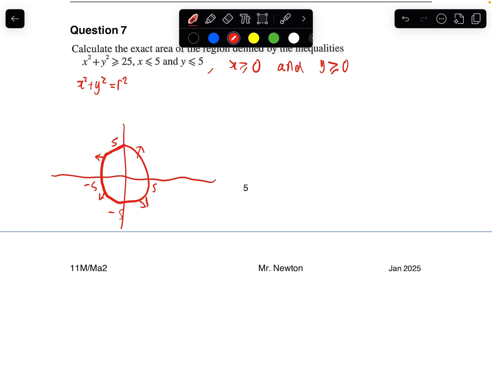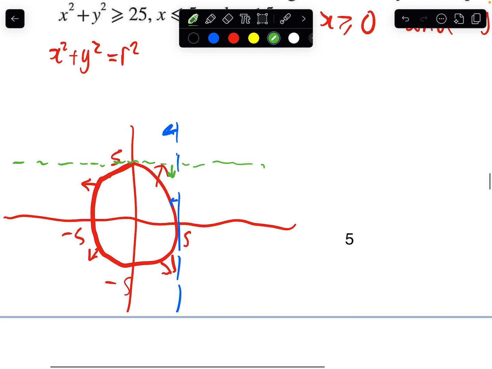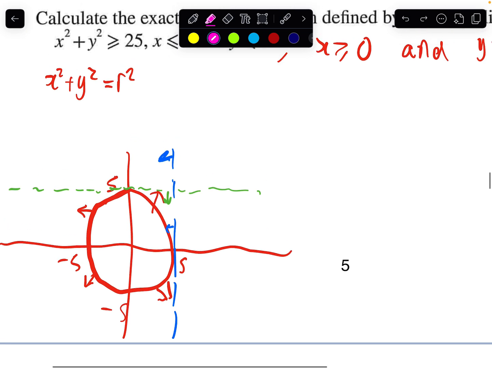Since I've got x is less than or equal to 5, let's draw a line at x is 5. That is here. And since x is less than or equal to 5, I want to be to the left here. And since y is less than or equal to 5, I'm going to draw a horizontal line here, and I'm below this green line. So at the moment I'm outside of the circle, below the green line and to the left of the blue line. Technically that includes all of this stuff as well, which is why I needed the greater than or equal to 0. So I'm also over here and over here, meaning the only region I care about is this section here.